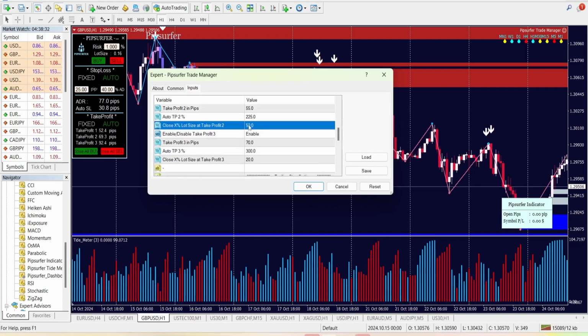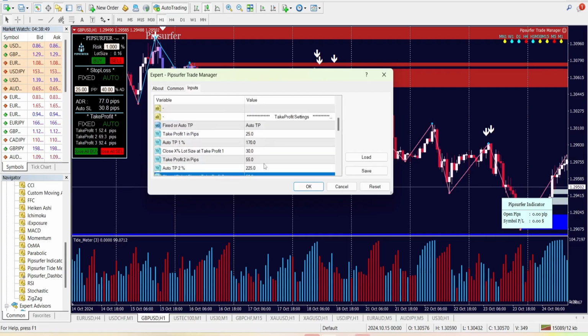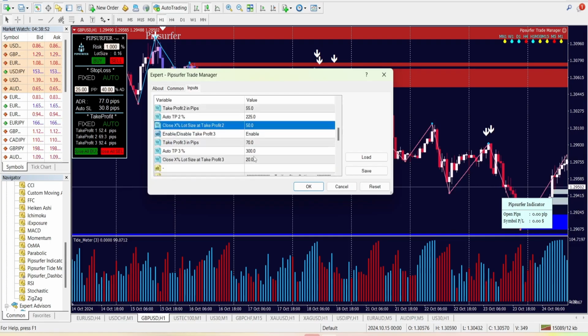So take profit 3, not everybody uses take profit 3 in their own trading strategy. So you have an option to enable or disable using that within the settings. If you disable it, what you have to do is reallocate the 20% into whatever take profit you want to do, whether it's 1 or 2. So something to remember there.